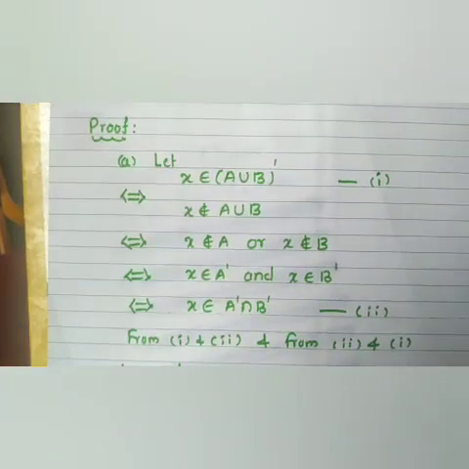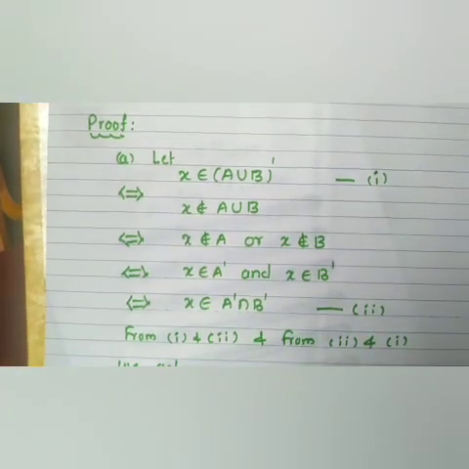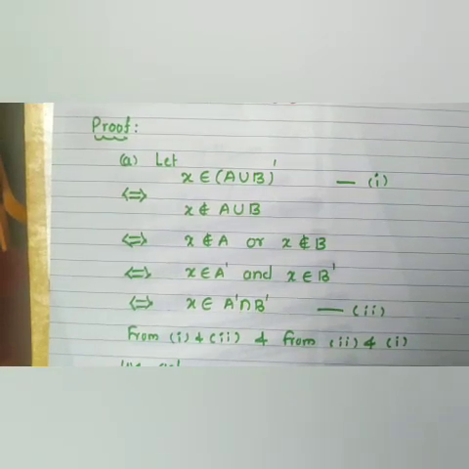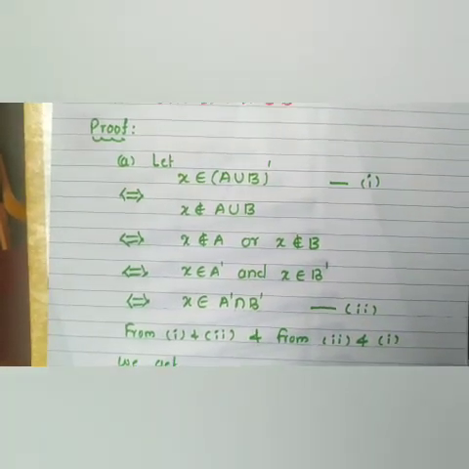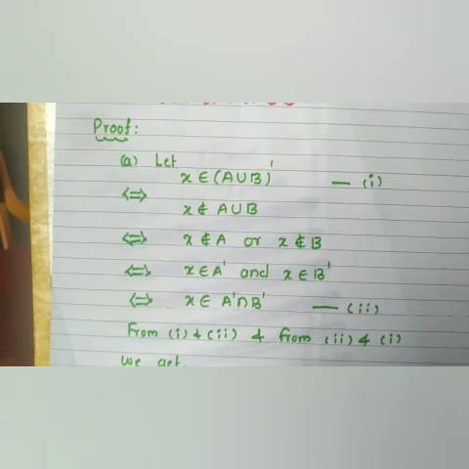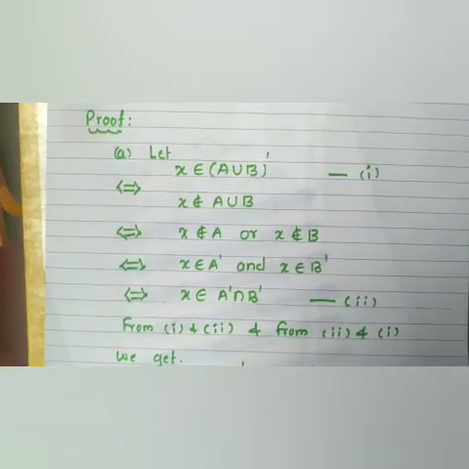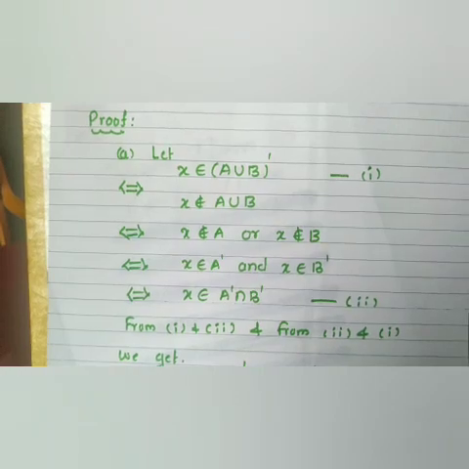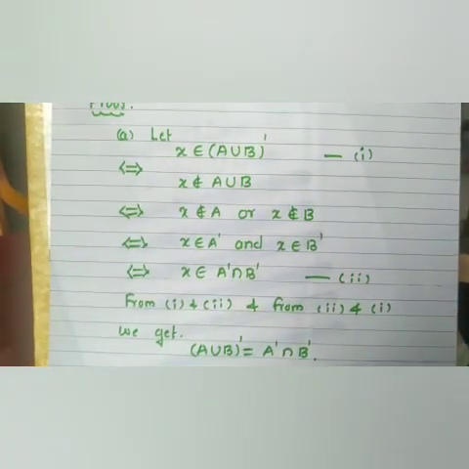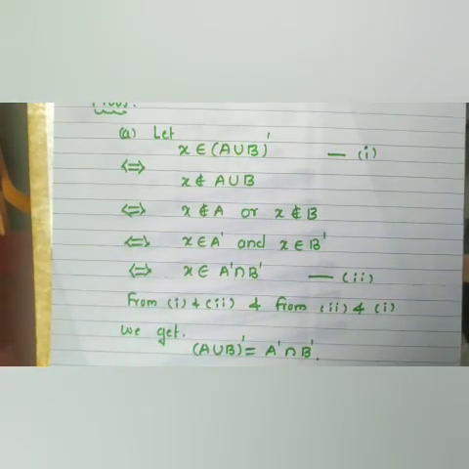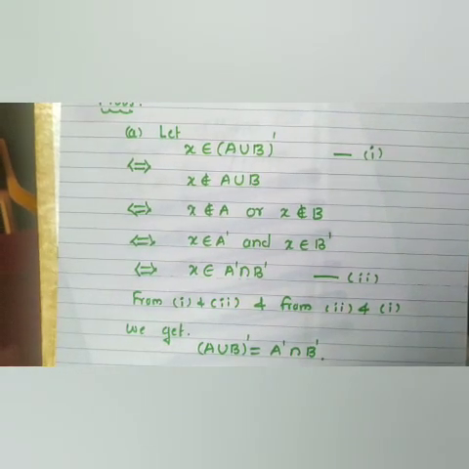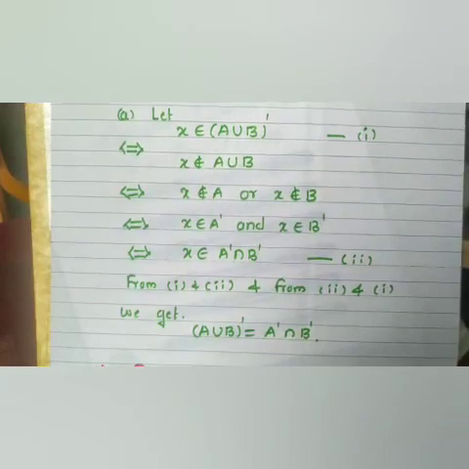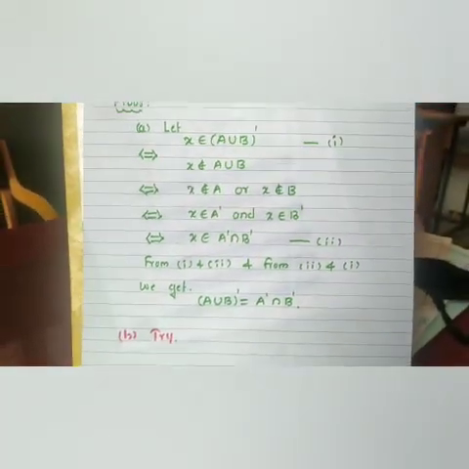What do you mean by X does not belong to A? It belongs to A dash. X belongs to A dash. X does not belong to B means X belongs to B dash. So AND has been used as intersection. So X belongs to A dash intersection B dash. Again the same process from 1 and 2, the LHS is a subset of RHS. From 2 and 1, RHS is a subset of LHS. We get the result (A union B) dash is A dash intersection B dash.